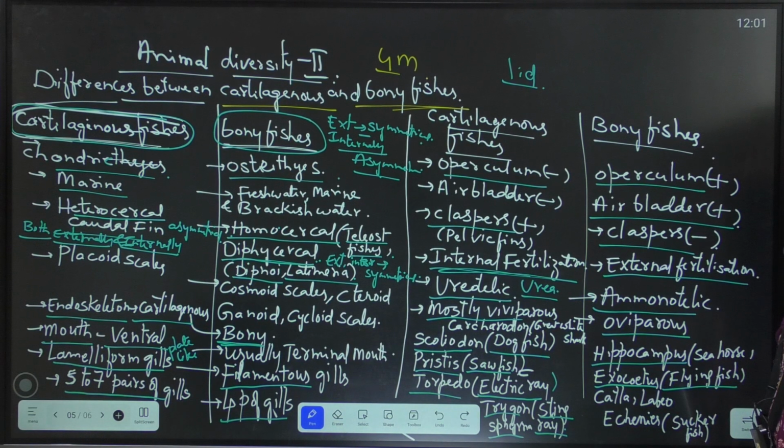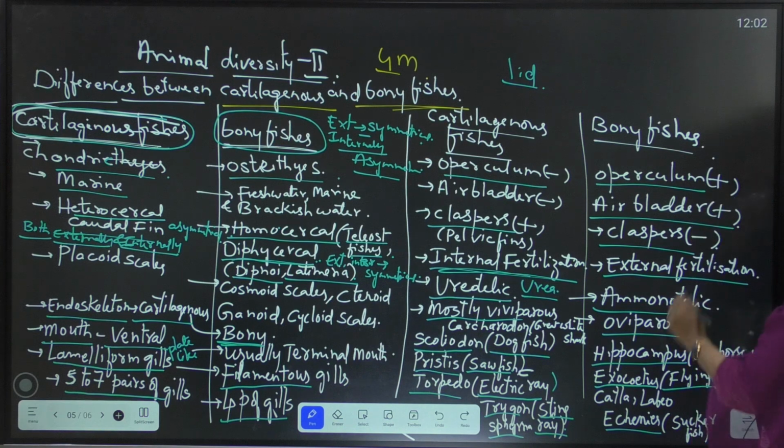Indian major carps: Katla katla, Labeo rohita, Cirrhinus mrigala. These are the freshwater fishes. They are commonly known as Indian major carps. They also come under bony fishes. And Echeneis, this is the sucker fish.